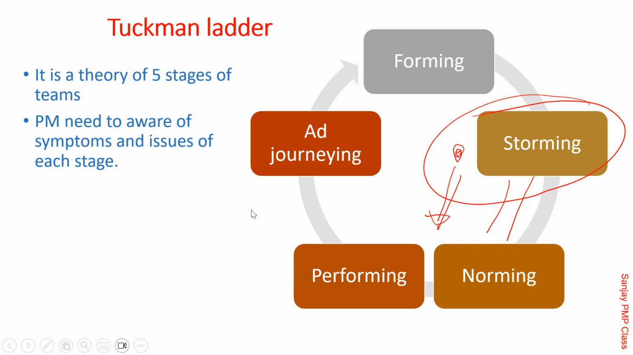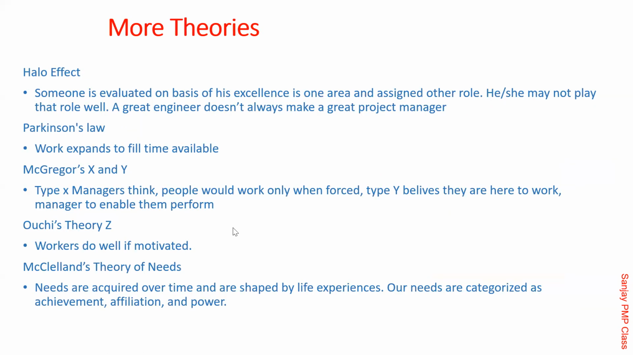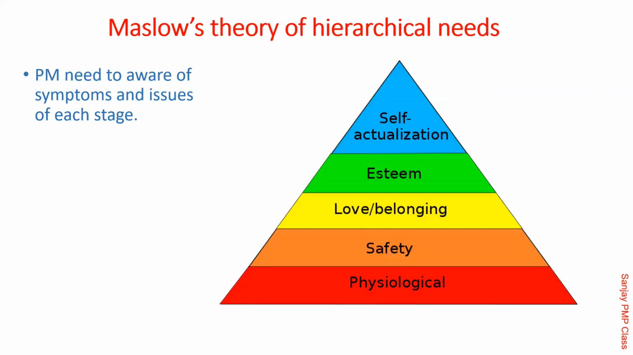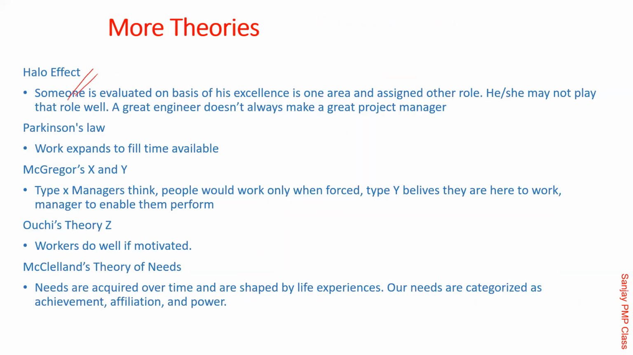To understand it, you might get some questions. Some more theories, called the halo effect. Halo effect is basically where you evaluate someone on the basis of his capability. For example, someone was a very good developer, very sincere. You thought, let's make him a team lead. And as a team lead, he fails drastically. It is called the halo effect. Halo effect is basically a theory in which you evaluate someone on one capability, and another capability he is not able to deliver. That's why it's called the halo effect.